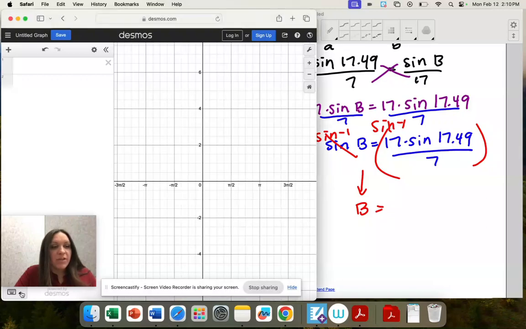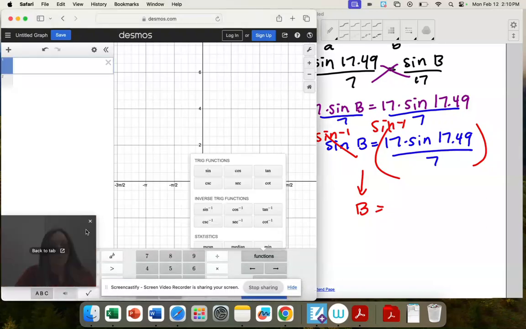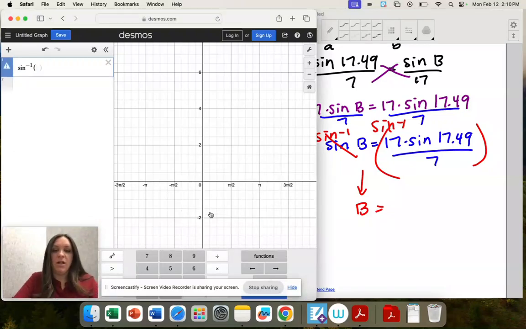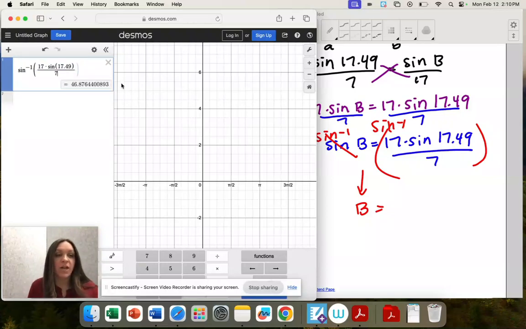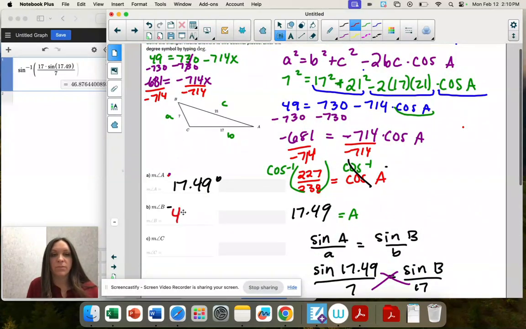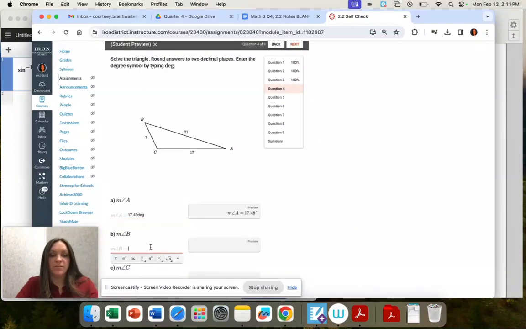So let me open my function. Somehow I closed it. And we want sine inverse because we're using law of sines. 17 times sine of 17.49. That's the angle we solved for. All divided by 7. So rounding to 2 decimal places, 46.88 degrees. Don't forget degrees.